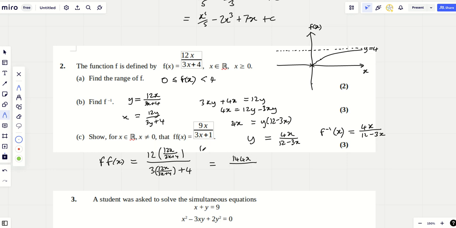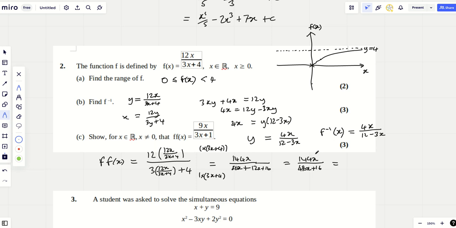And tell the examiner what you're doing as well. Let's make sure they know we're timesing the top by 3x plus 4, and we're timesing the bottom by 3x plus 4. Just to let them know. Okay, when we times this by 3x plus 4, that just becomes 36x. And then this 4 needs to be times by 3x plus 4 as well. So you're going to have 12x plus 16 there. And so that gives us 144x over 48x plus 16.